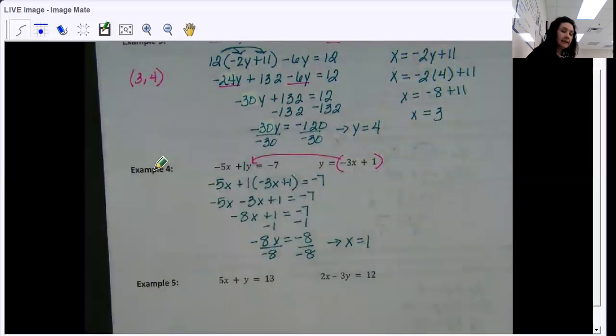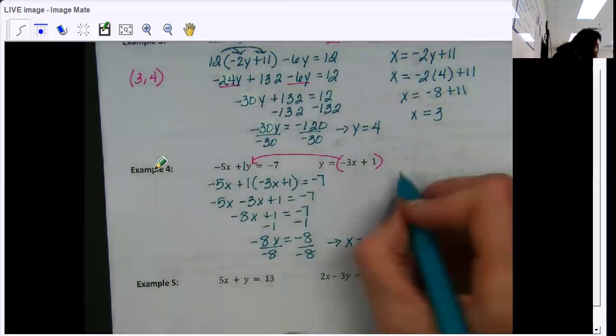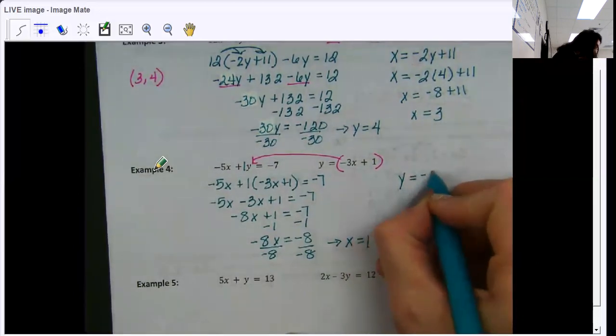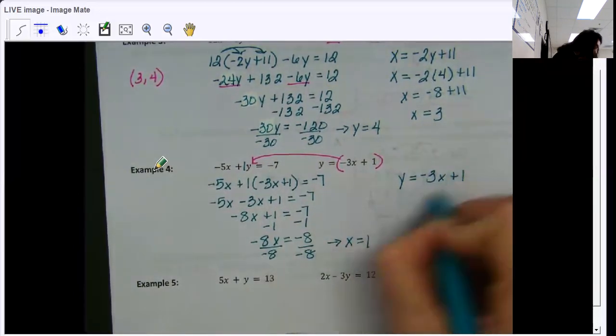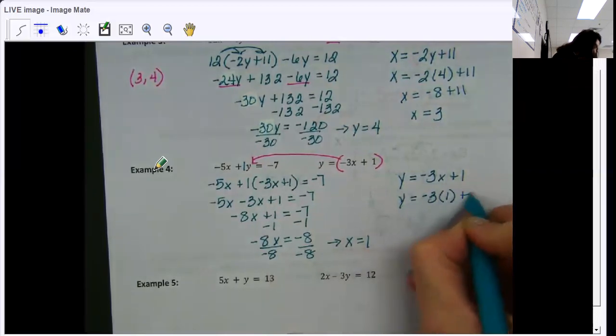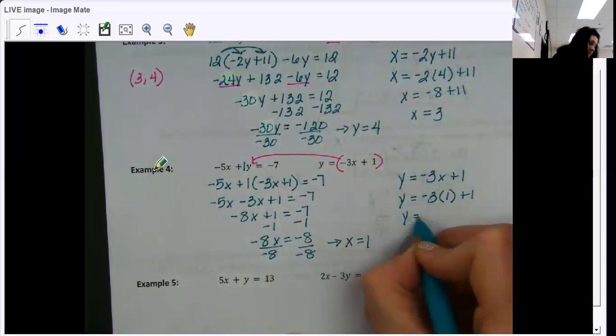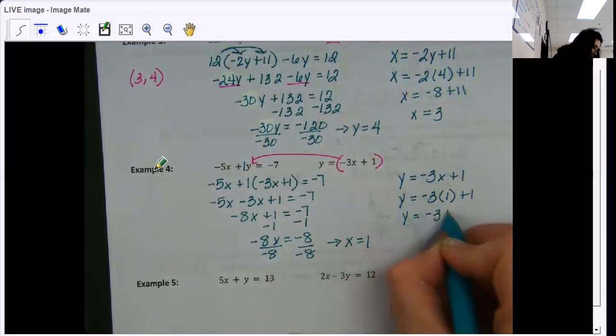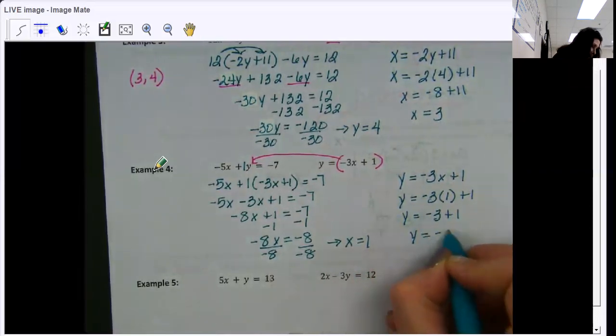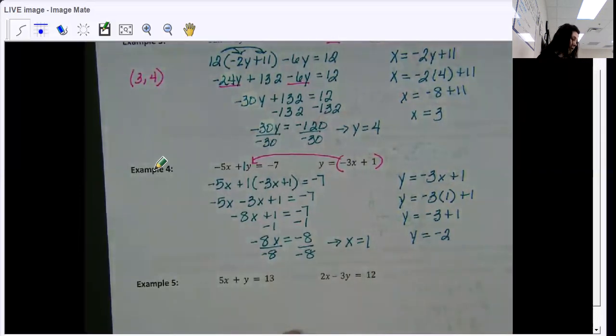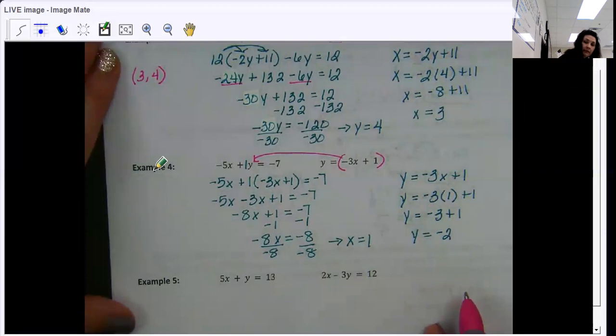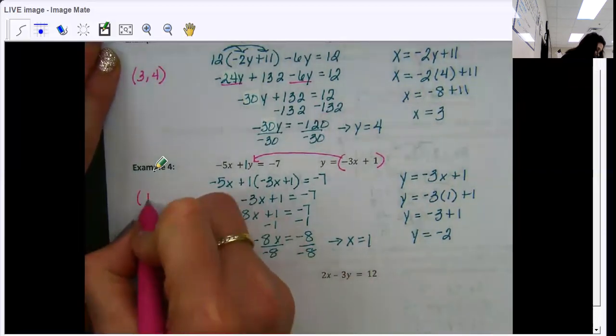Okay, so you should have gotten x equals 1. Now I'm going to plug this into the second equation here, and y equals negative 2. So our solution to this system is 1, negative 2.